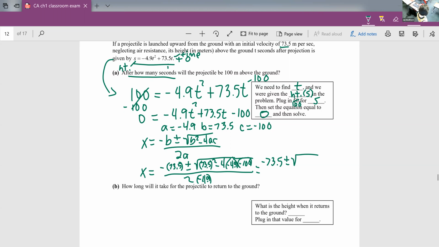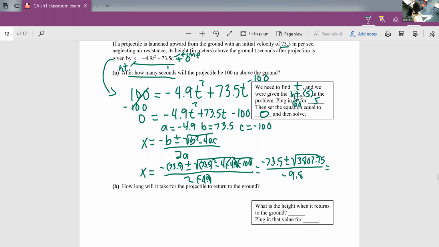You need to be sure you know how to get this in the calculator correctly. Okay, over 2 times negative 4.9 is a negative 9.8. Now here's where it's a little bit different from what we've been doing. We're going to have to do a negative 73.5 plus the square root of this number, and then take that number divided by a negative 9.8, and that's going to be an answer. But we also have to come back and do negative 73.5 minus the square root of this number. All right, you got your calculators. You need to practice this to make sure that you're getting this in your calculator correctly.